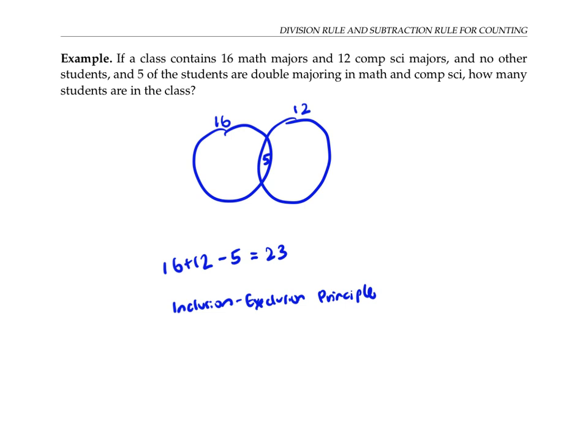Why did we subtract here and not divide? Well, only some of the people were being counted duplicate times. It wasn't that everybody was counted twice.